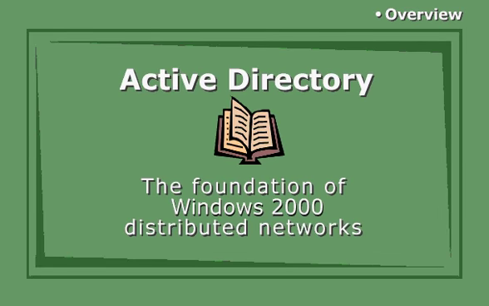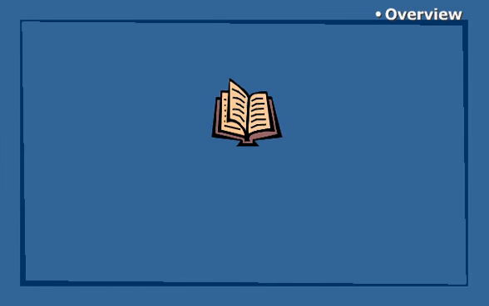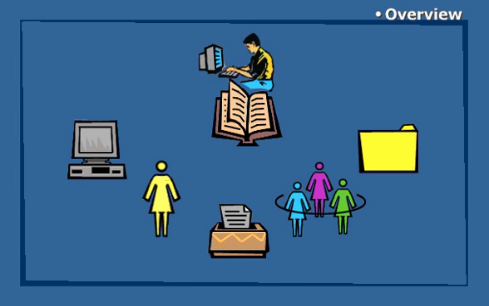Active Directory is the directory service used in Windows 2000. A directory service stores information about all the resources on a network, such as users, groups, computers, files, printers, and applications. Plus, it provides all the services that make the information available and useful.